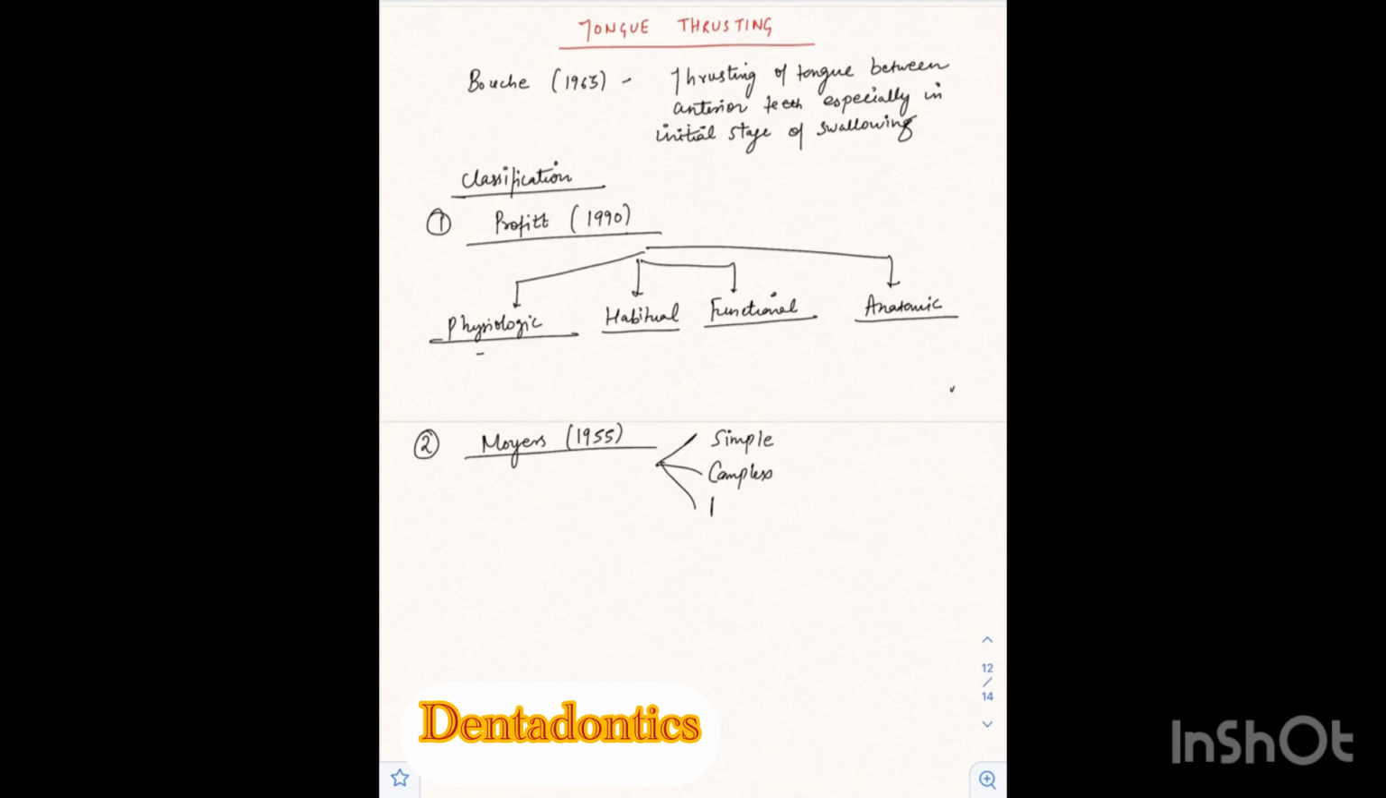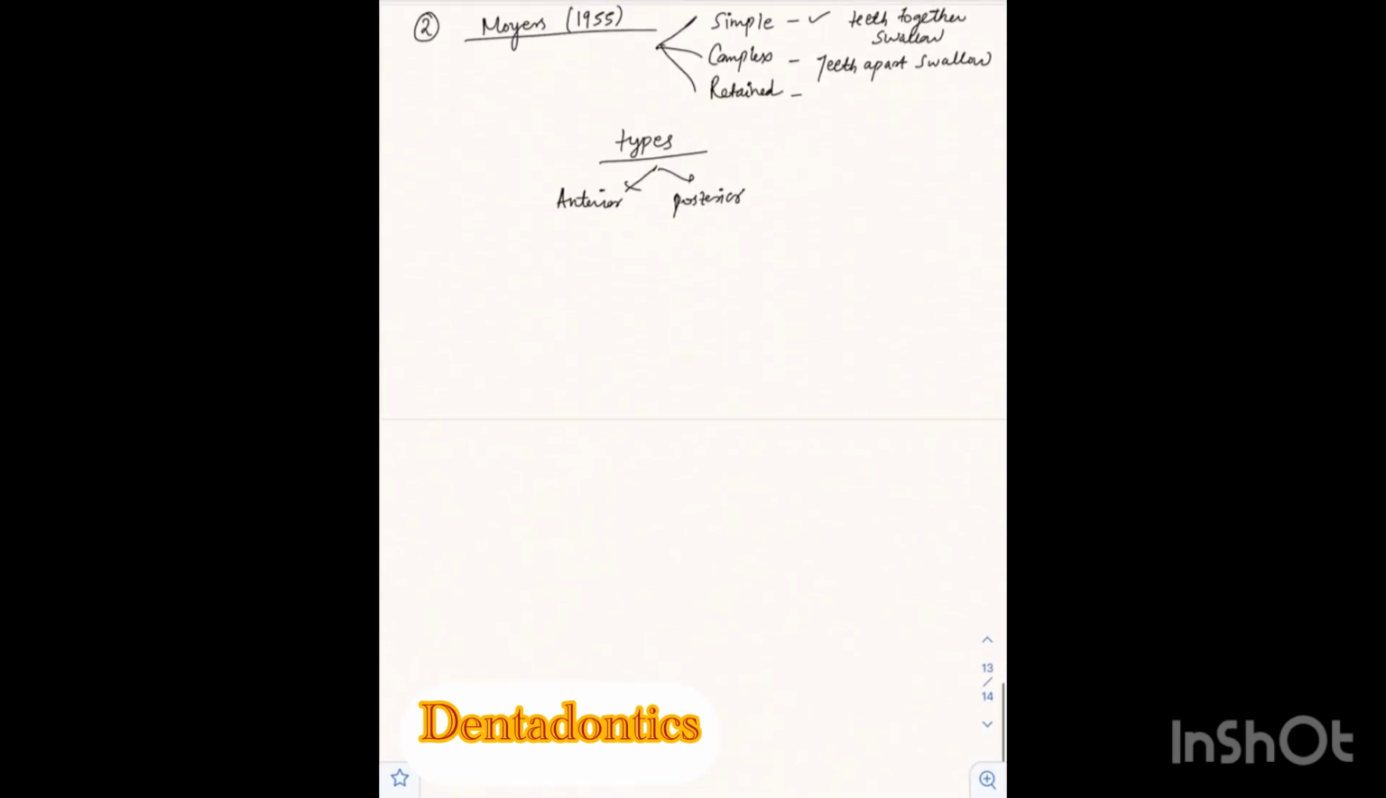Then Moyers in 1955 classified the thrusting into simple, complex, and retained. Simple tongue thrusting is also known as tooth together tongue thrusting or tooth together swallow, which is associated with the digit habit. Then the complex tongue thrusting, which is teeth apart swallow and associated with hyperactivity of the perioral muscles. Then the retained tongue thrusting, because of the transition period from infancy to adulthood. There are two types of tongue thrusting, anterior and posterior.